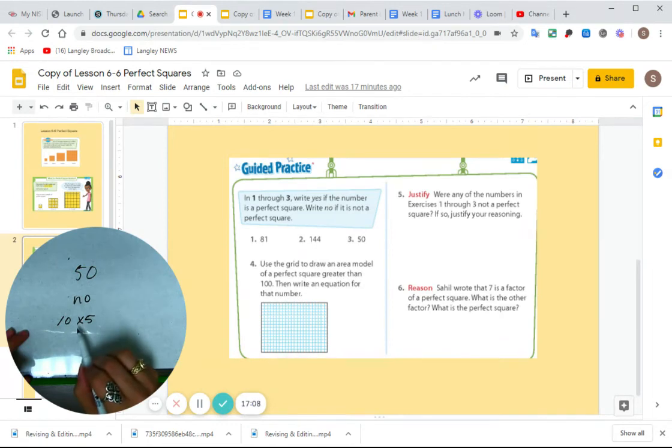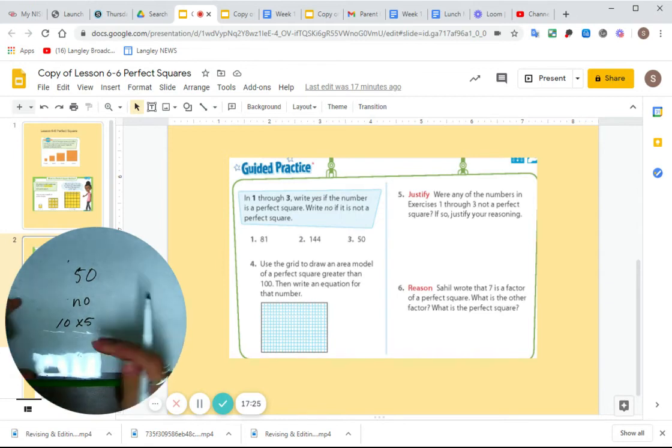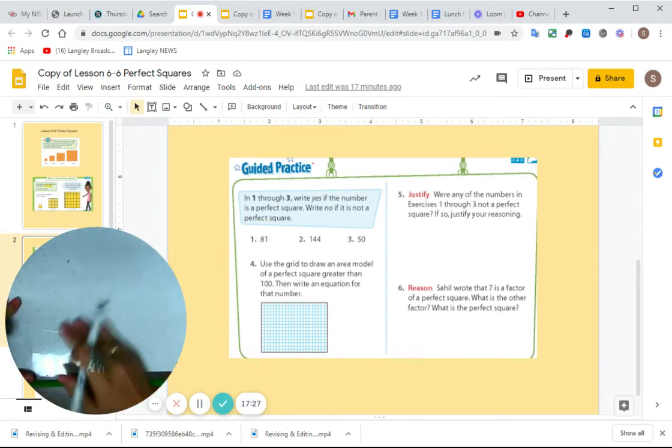But 10 times 5, these are not the same numbers. They're two different numbers. So we have it in our notes, we have it at the top of this page, that in order to have a perfect square, the two factors have to be the same number. So 50 is not a perfect square because the factors are different. They're not the same number. It's as simple as that.